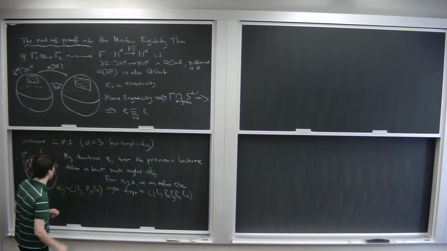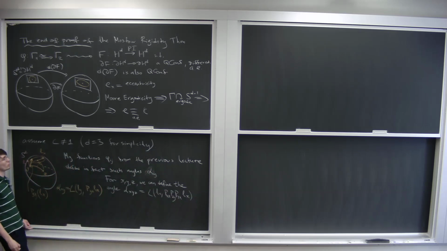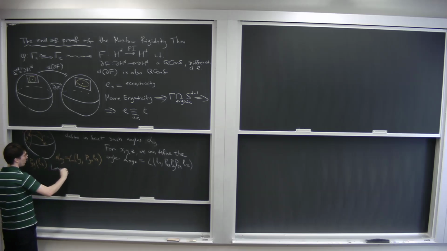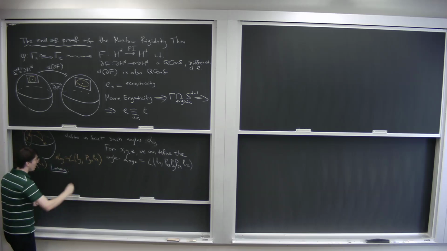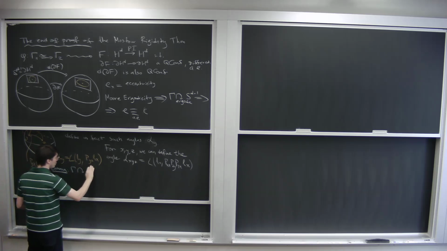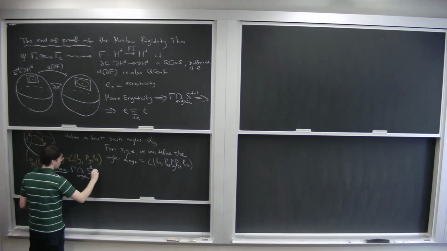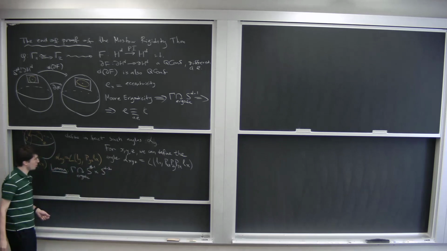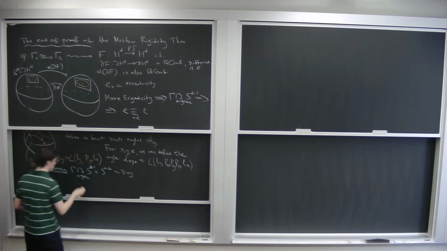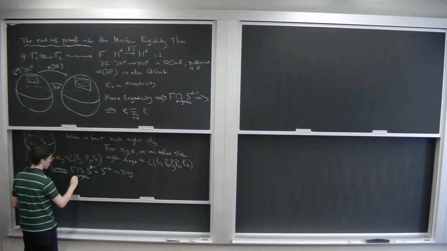Okay, I need to be a bit more careful here. Technically what I need to show is that gamma acts ergodically on the product S^(D-1) times S^(D-1) times S^(D-1) minus the diagonal, and the action is diagonal. So the diagonal action is ergodic.